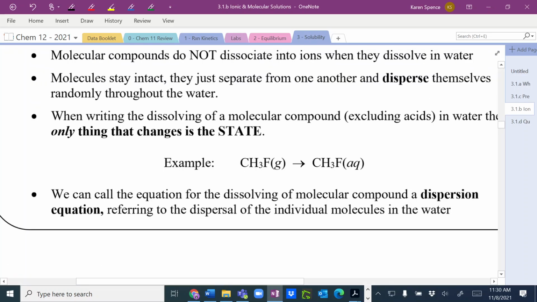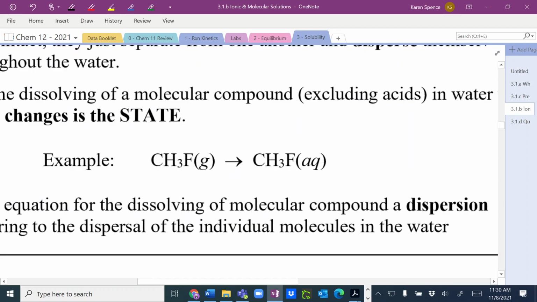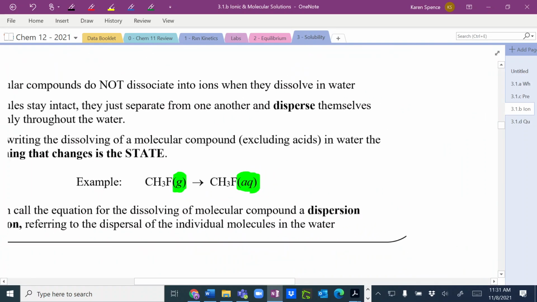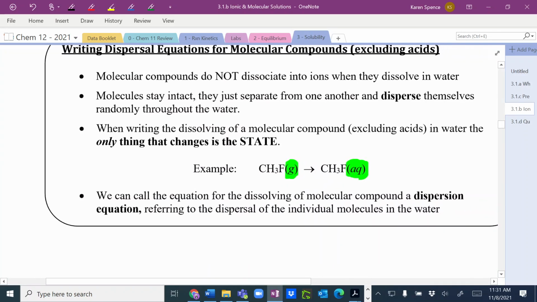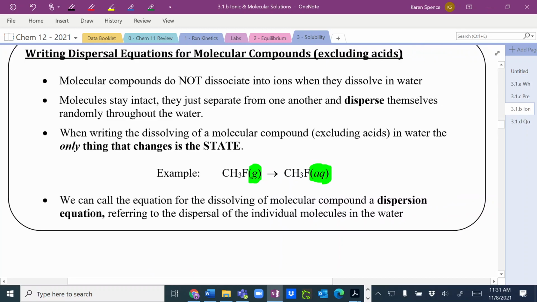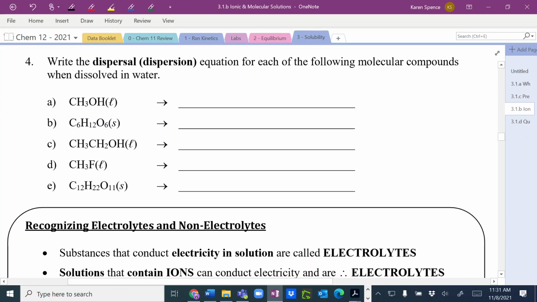So if we have CH3F and it's a gas and I bubble it into water, the only thing that changes is the state. So it goes from being gas to being aqueous. The sugar went from being solid to being aqueous. So the only tricky part is to recognize that about the compounds. So it's a molecular compound if it does not start with a metal or NH4 and it is not an acid, okay? So there you're going to practice writing dispersal equations.